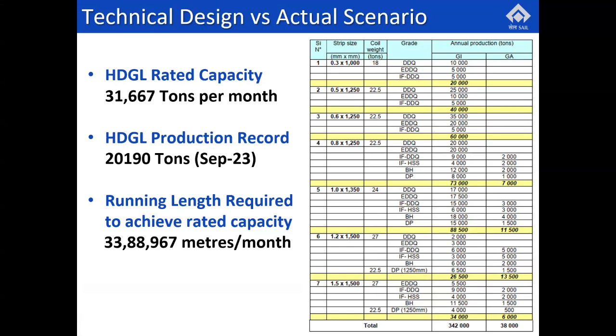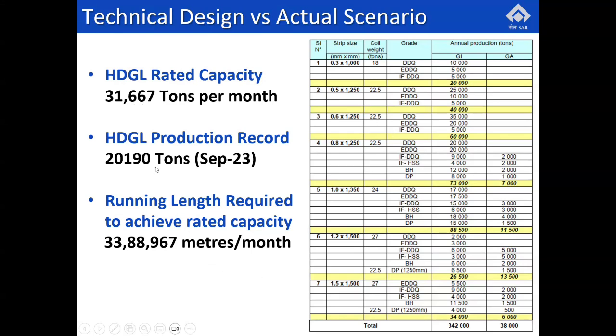Our ABP target stands at around 20,000-21,000 per month. For months having 30 days, it is 19,500, and for 31-day months, it is 20,000, our ABP target. Important to note here is the running length that we have achieved.